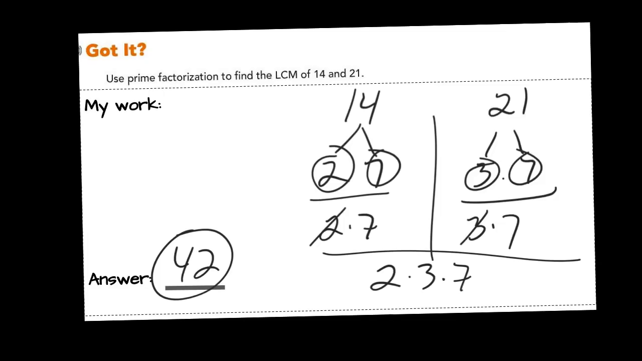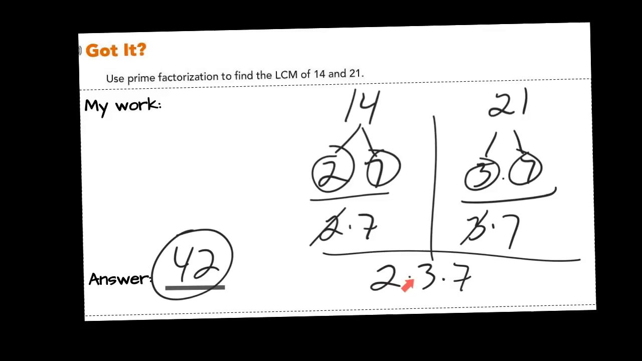All right, so you see my work there. I did my prime factorization for both. I looked at common factors. I'm going to use all the factors, but I don't want to repeat any. So I have a 2 over here. I don't have one there, but I still use the 2 because I'm using them all.